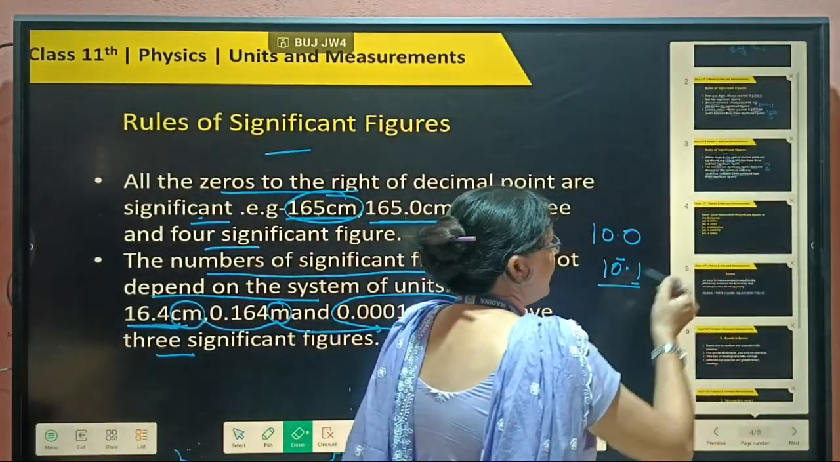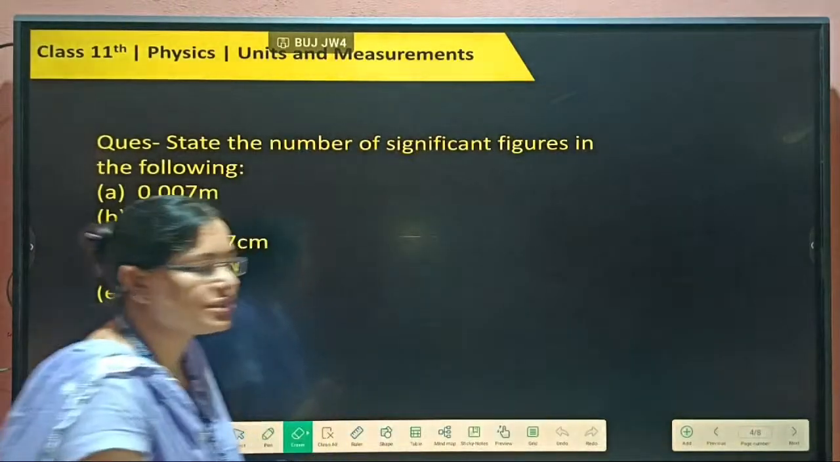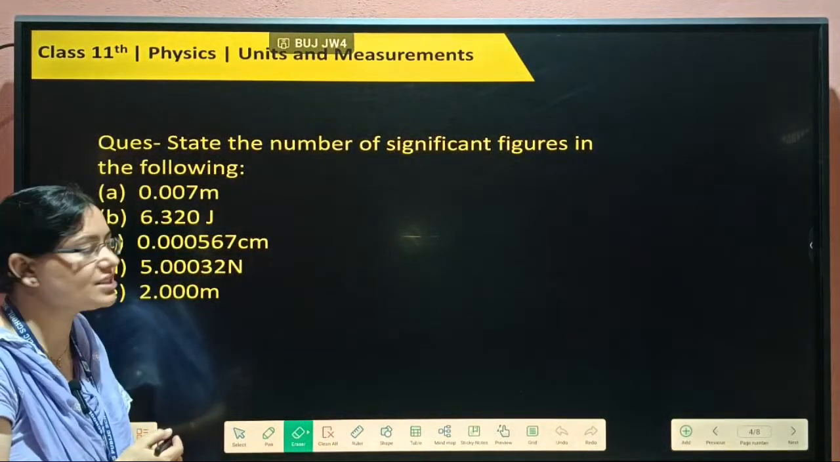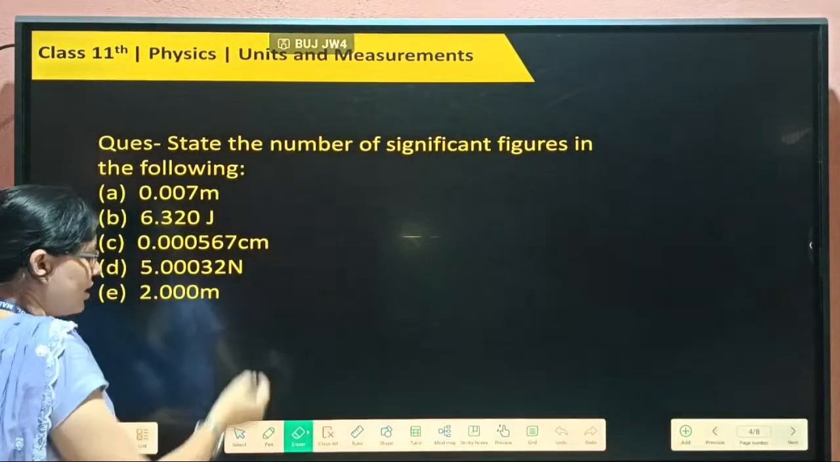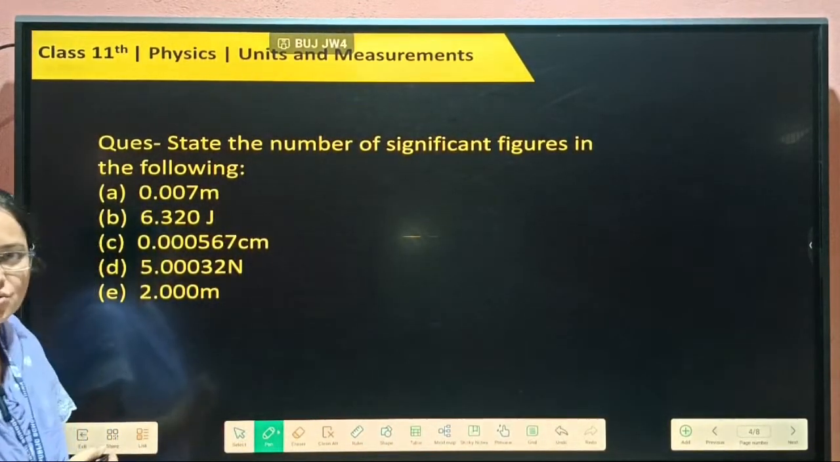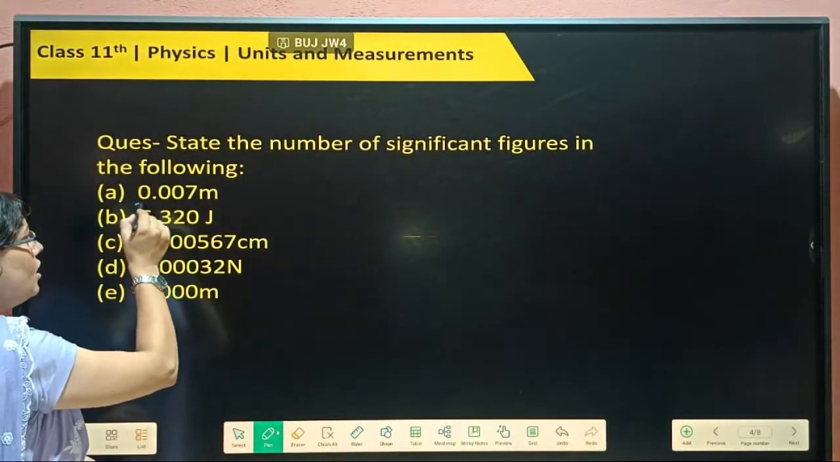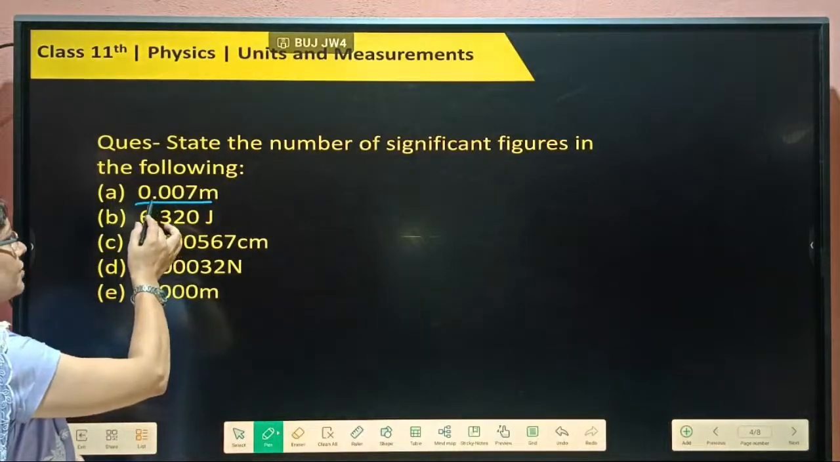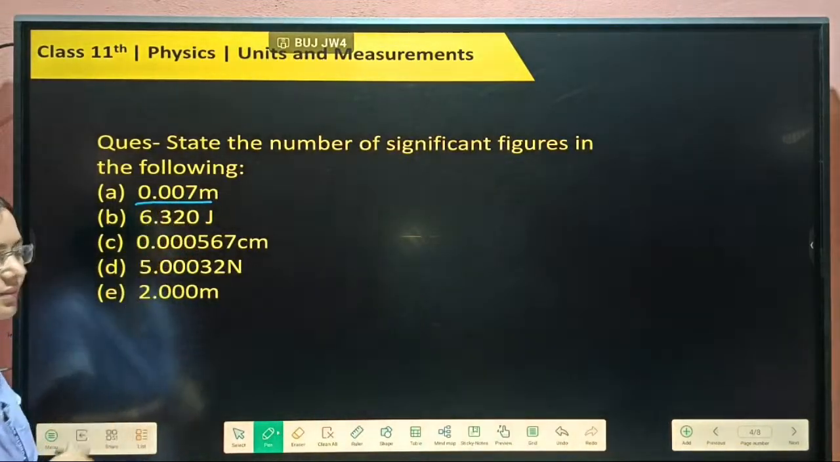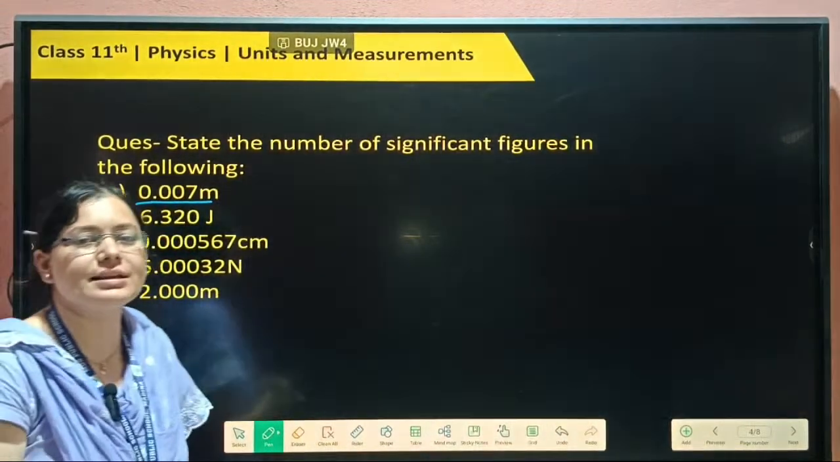Okay, beta, we are trying to do some questions related to significant figures. Some numbers are given, and here you have to find out the significant figures. Okay, first one, follow your rule of the significant figure. Here the first question, 0.007 is given, then find the significant figure.